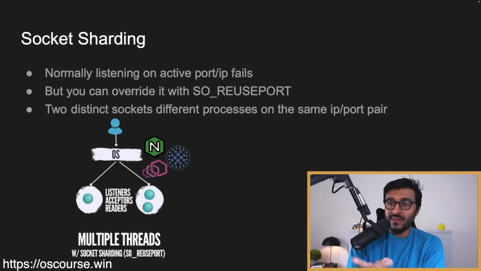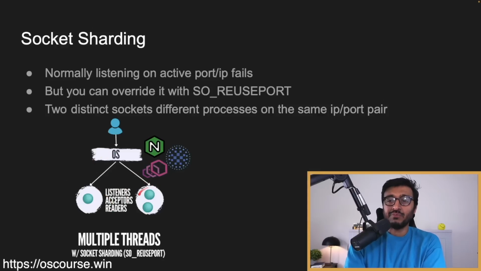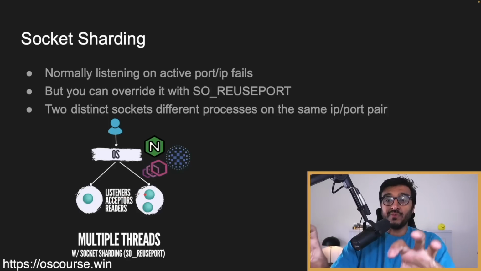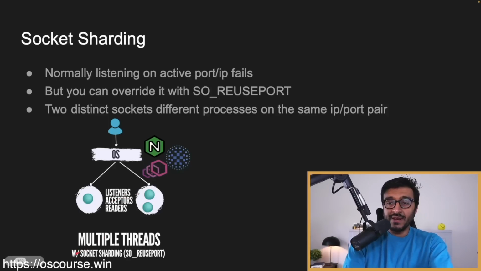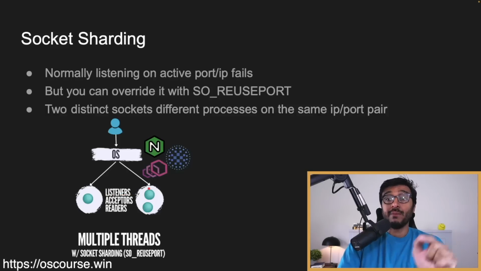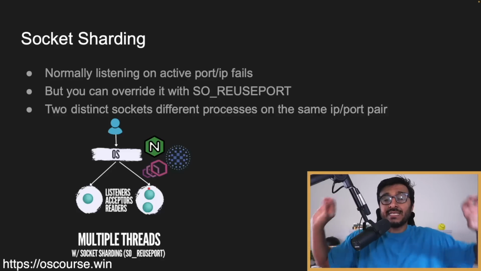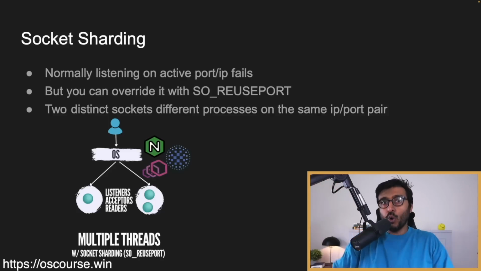Now this poses a problem, and we'll talk about this in a minute. Nginx does it, Envoy does it, HAProxy does it, and essentially what you have is the listener and the acceptors and the readers, right? The acceptors, all of these are just different threads or different processes. And this is what's called socket sharding, where this process will have a socket, and this process will also have a socket, and both represent the same IP port.